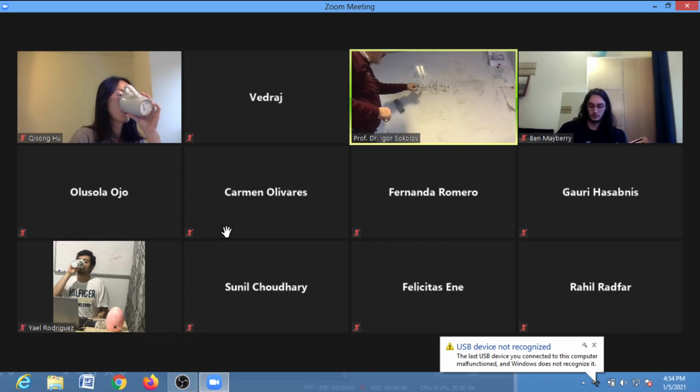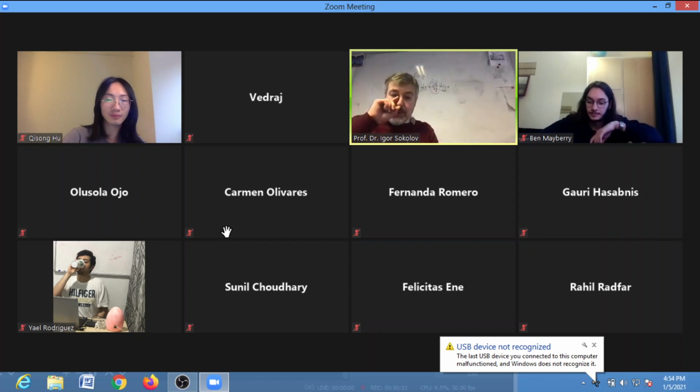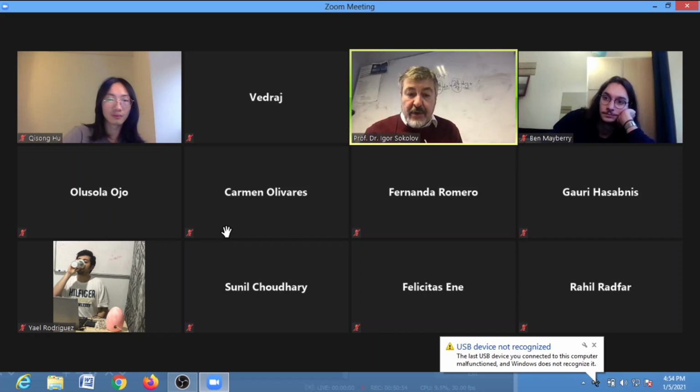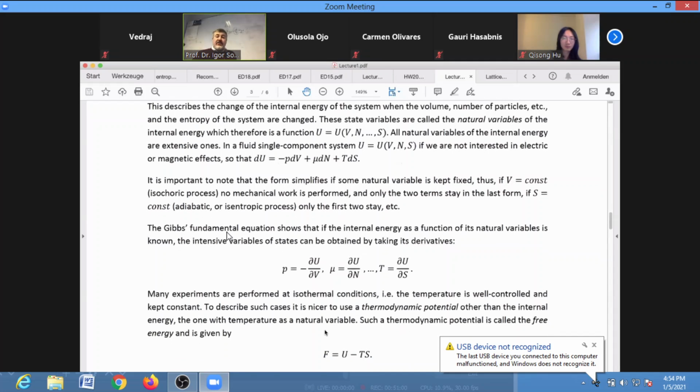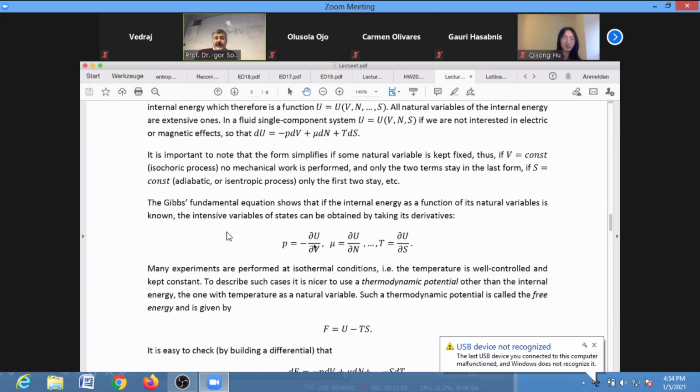The quantities preceding these d symbols in the change of the functions are the partial derivatives of this function with respect to its variables, which I now call the natural variables. And this means that the pressure is the derivative of the internal energy with respect to the volume, with minus in front. The chemical potential is the derivative of internal energy with respect to the number of particles, and temperature is the derivative of the internal energy with respect to the entropy.